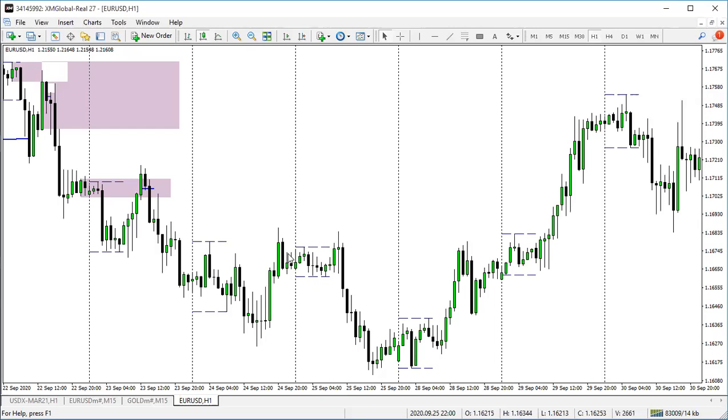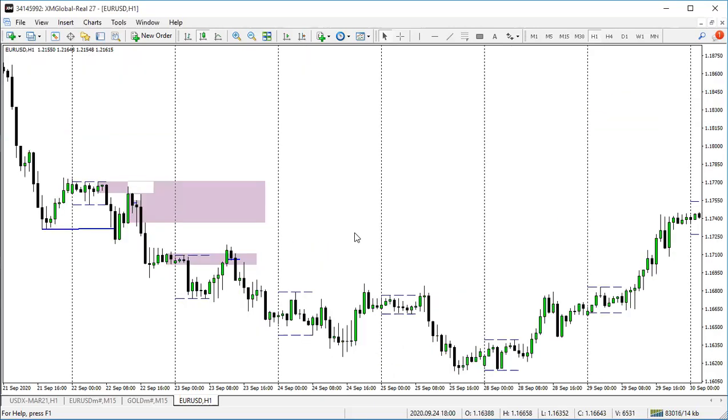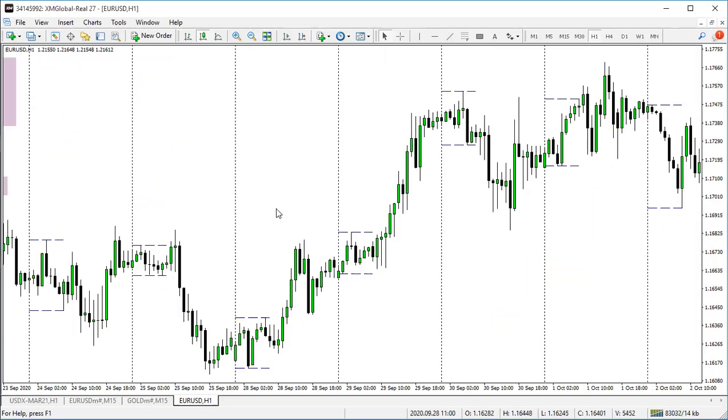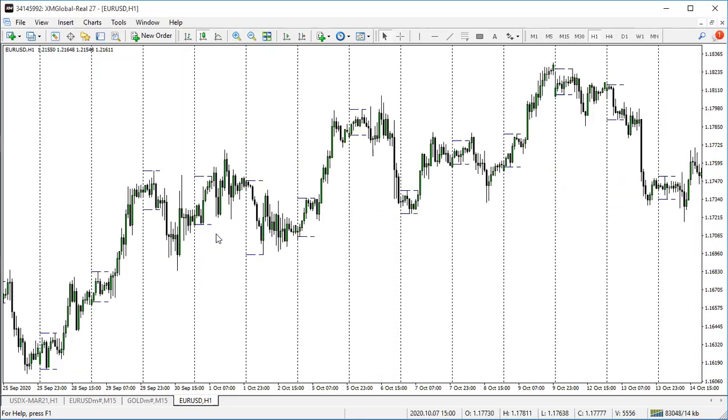Sometimes there's no setup. The one thing you should know is that you're not going to get setups every day. Sometimes there's no setup. Don't chase a trade. If there's no setup, there's no setup. If there's no return to order block, there's no return to order block. And yeah, that is it.